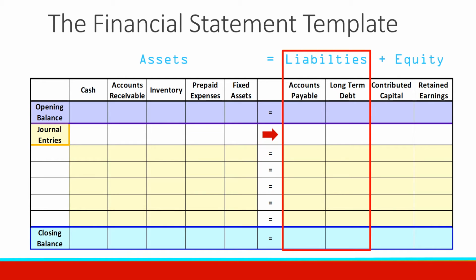Now you can see the liabilities have been highlighted. We have two columns of liabilities depicted, accounts payable and long-term debt. One thing you should note about the Financial Statement Template is that it's very flexible. You can create as many or as few columns as you need. You can also decide what kinds of groupings you'd like to present.